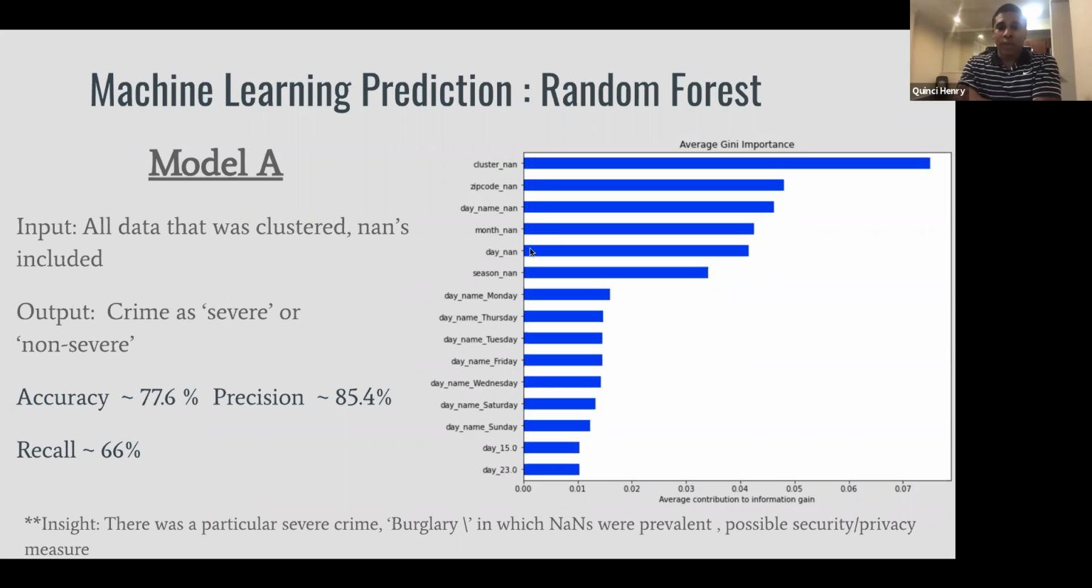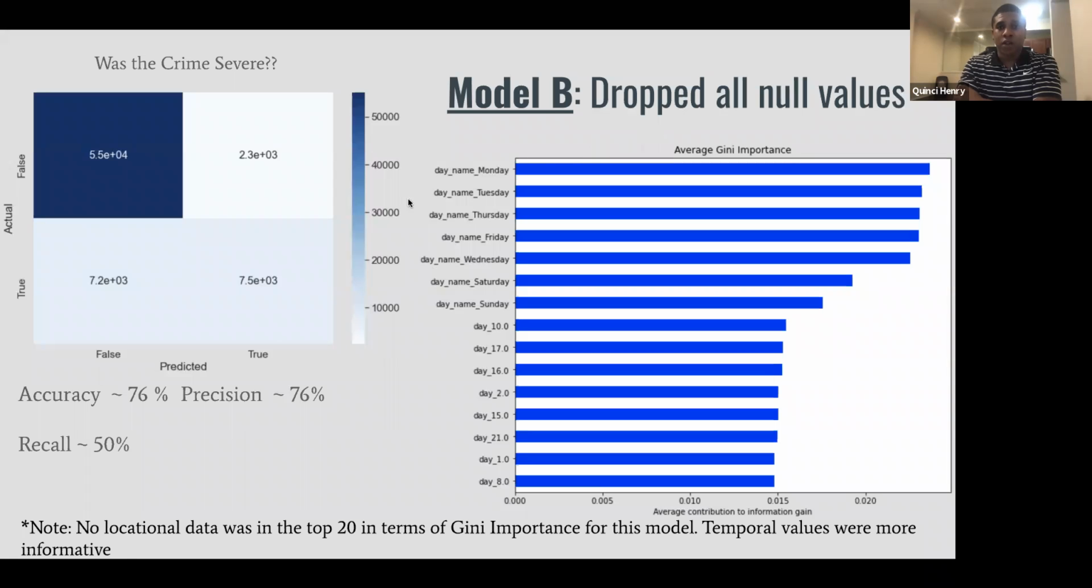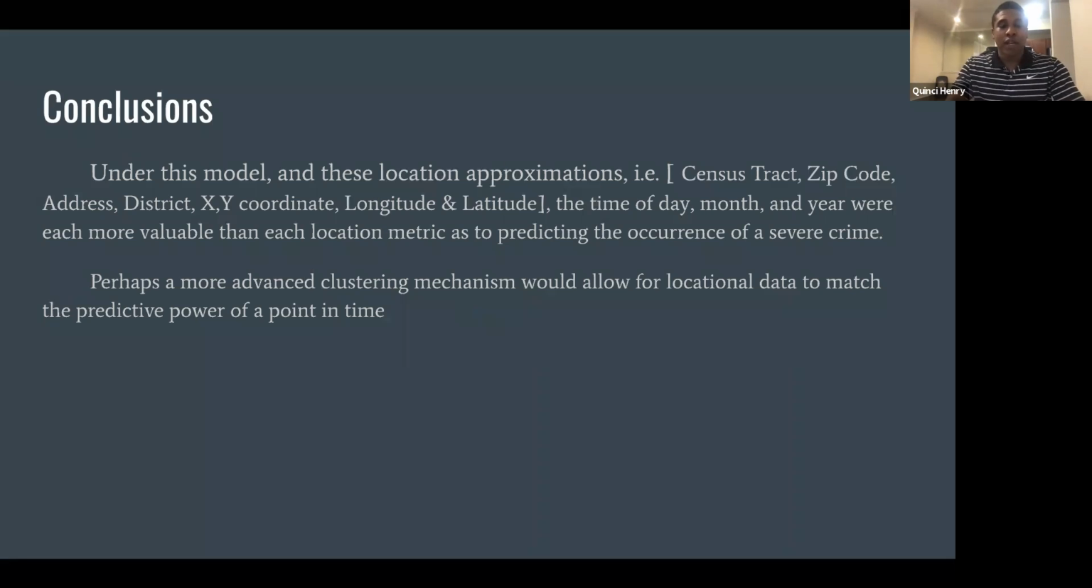So I wanted to see what would happen if we took out all the NaN values, so I ran another model. And this is when we dropped all the nulls, and we see that, first of all, recall went down a lot. All the scores went down, actually. But all the data that was considered the most important on this model was temporal. So under this conclusion, I concluded that the time data was a little more important under these circumstances and the parameters and things I use, but a more advanced clustering algorithm could allow for locational data that was more predictive than the time data.